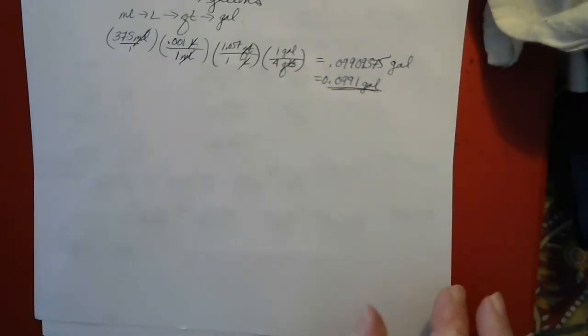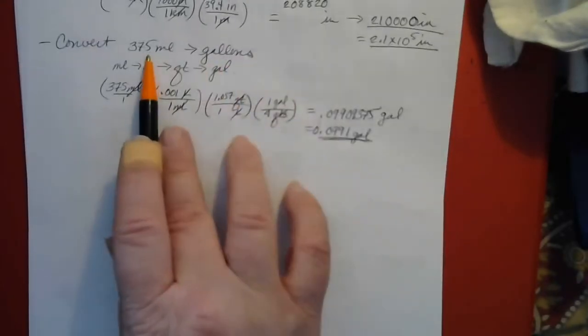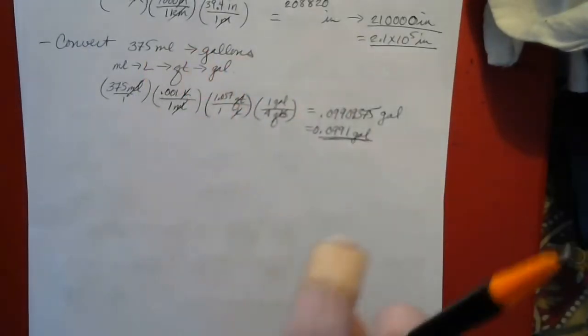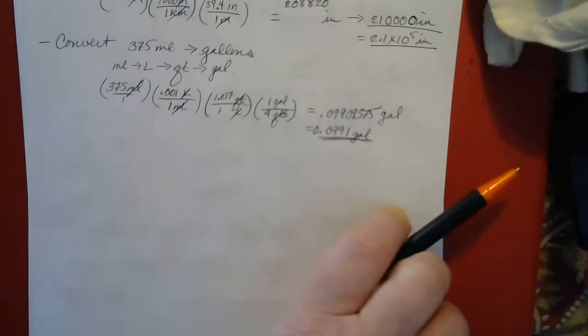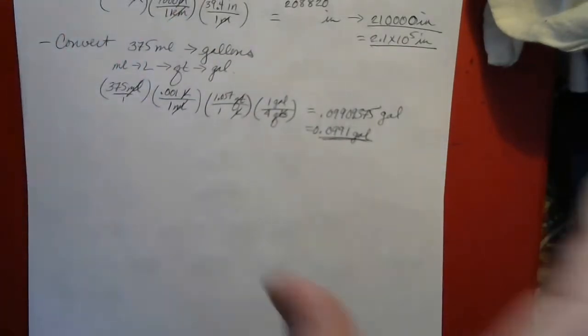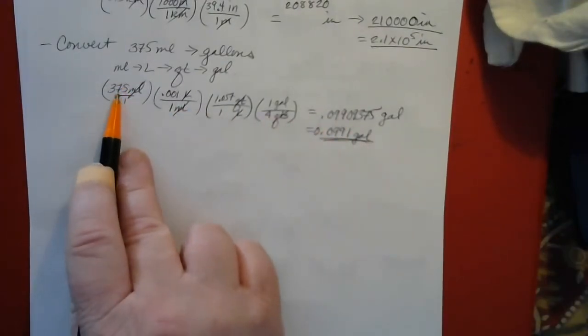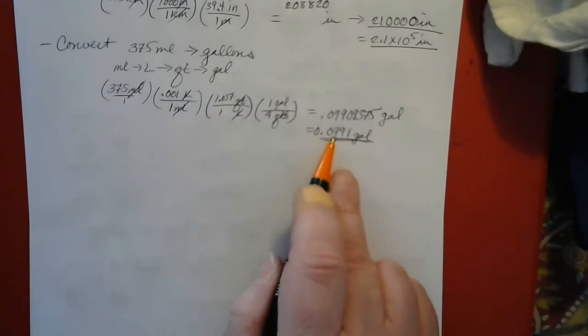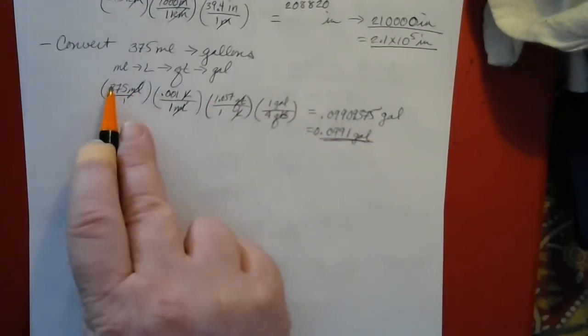Note also what we said about if the unit gets bigger, the number should get smaller. If the unit gets smaller, the number should get bigger. Gallons are quite a bit bigger than milliliters. A milliliter is about the size of a sugar cube, about like a box 1 centimeter on each side. And a gallon is big. So the units got bigger, the number should get smaller. The number went from 375 to 0.0991. So yep, the unit got bigger and the number got smaller. So that's a good sign.